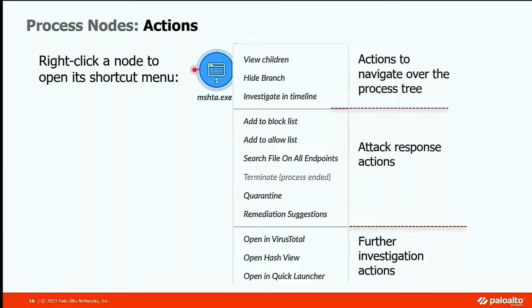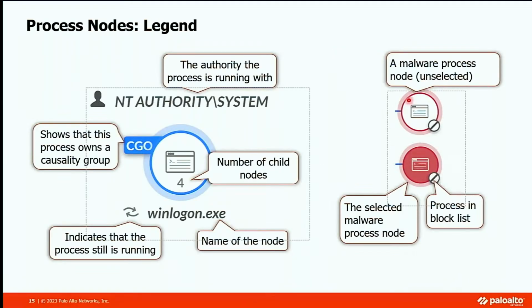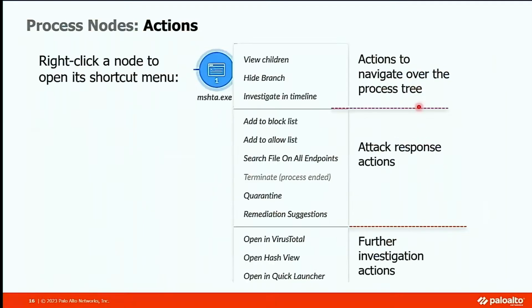So from a process node, if you right-click, what can we do? We can see graphically from here there is one child process created by mshta.exe, which is a normal Windows process, but why was it called and which child did it start? So we can view children, hide the branch. So actions to navigate through the process tree. We have a series of actions for attack response. Again, do we need to add this to the block list or add it to the allow list? If there was a malware verdict, which we deem to be incorrect, we need to allow the process to run on all of our endpoints. Be careful. You could right click and add to the allow list. So add to the allow list, add to the block list.